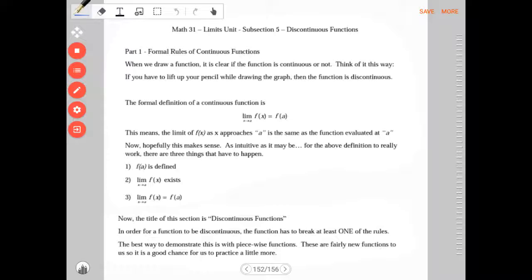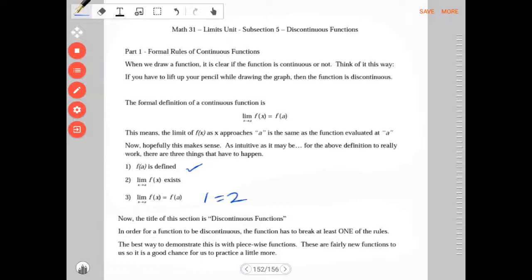Hopefully this makes sense. It's kind of intuitive. But for the above definition to actually work, three things have got to happen. The function has to be defined at a, so you substitute a into the function and it works. The limit as x approaches a exists, from the left and from the right. Remember, they have to be the same. And then the limit as x approaches a of f of x has to equal f of a.